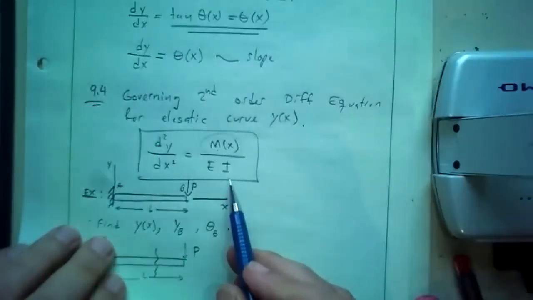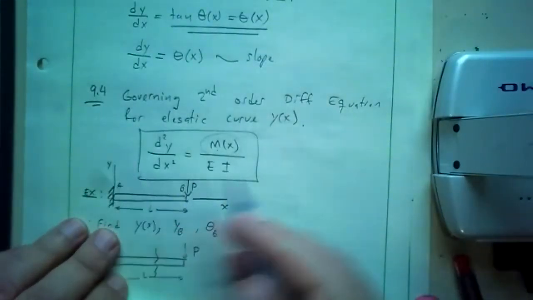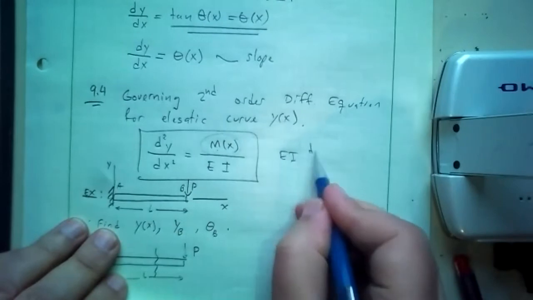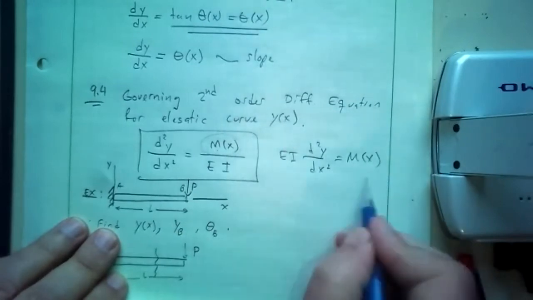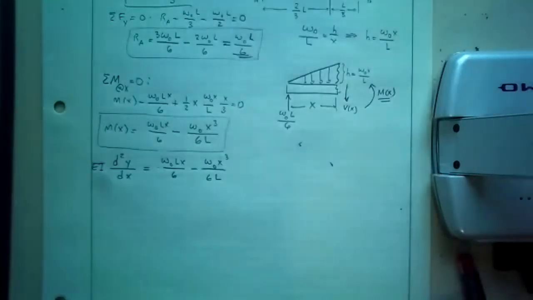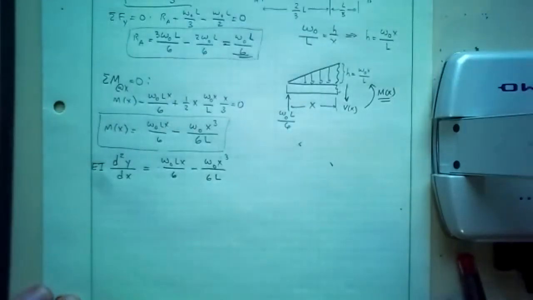That's this equation, right? Multiply both sides by EI. I get EI d squared y over dx squared is equal to M of x. That's what I did. There it is. Let's look at boundary conditions.